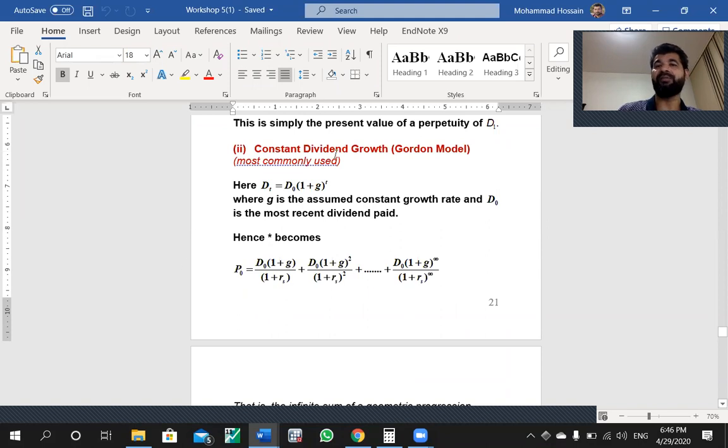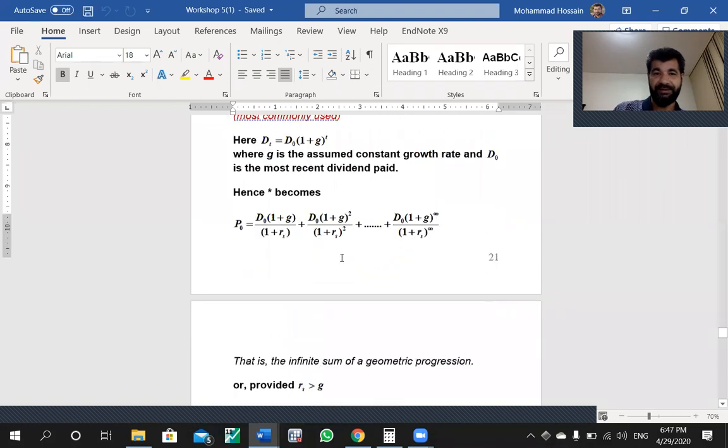So this is our Gordon model we're talking about. The dividend is equal to the dividend this year plus the growth rate, 1 plus g, where g is the assumed constant growth rate, and the dividend is the most recent dividend paid. So when the dividend was paid now or last year, D0, plus how much it is growing, to the power t. So the dividend this year will be the dividend last year plus your growth rate.